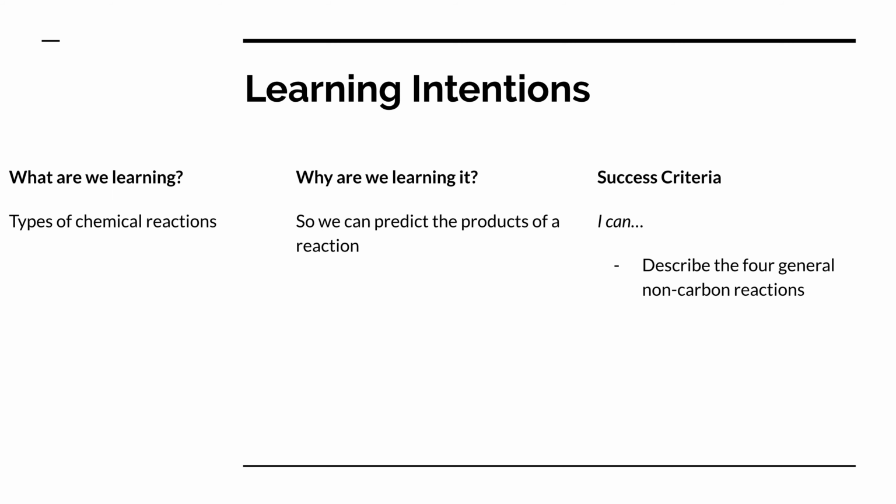Today we discuss the types of chemical reactions that can occur. We are learning this so that we can predict the products of any given chemical reaction, and our success criteria is being able to describe the four general non-carbon reactions.